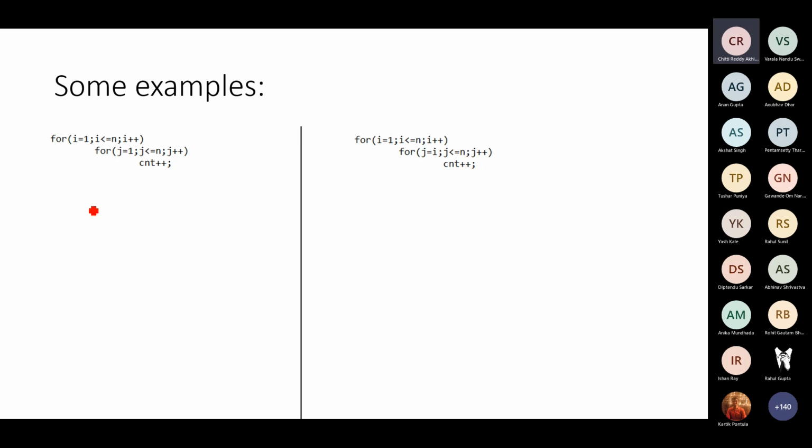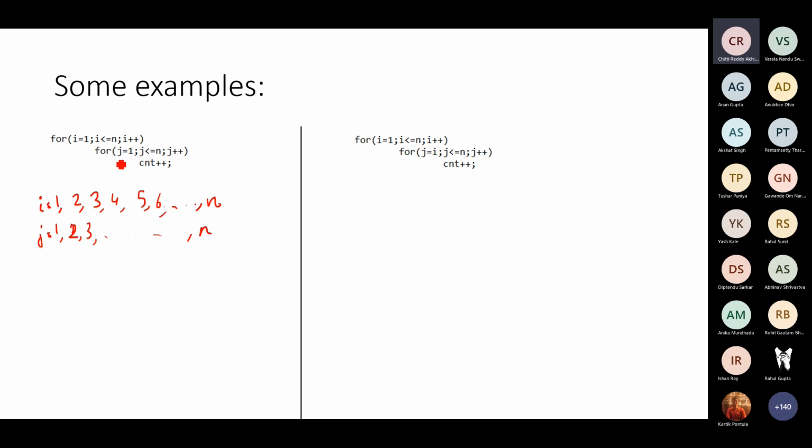Okay. So in this first one, what we have here is basically two nested for loops, right? In the first for loop, we are going from i equals 1, 2, 3, 4, 5, 6, like this up to n, right? In the second for loop, we are taking j from 1, 2, 3 up to n, right?